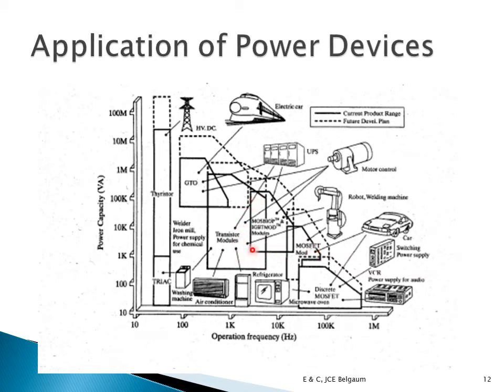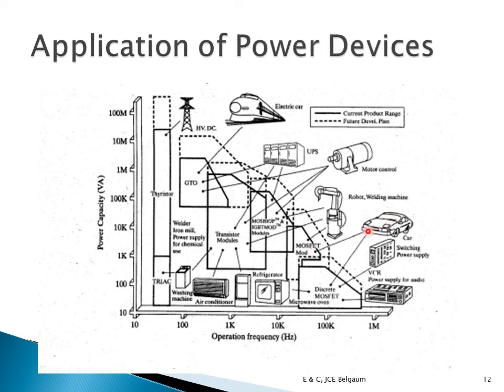So it works at a higher frequency than a transistor but lower frequency compared to a MOSFET, and it has a better power rating compared to a transistor or MOSFET. So these are the different applications; there are many for GTO, and it is also very popular. It is used for electric cars as well as UPS as well as for motors. For motors we can use even transistors as well as IGBTs. And robots and welding machines are using IGBT, also transistors and also MOSFETs.